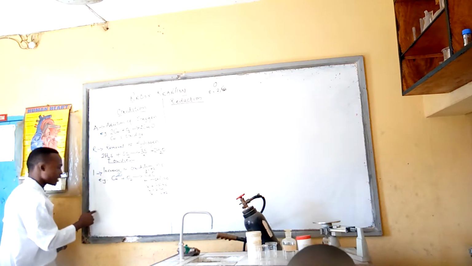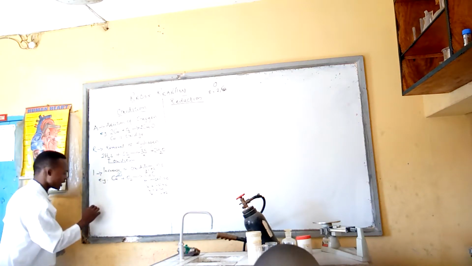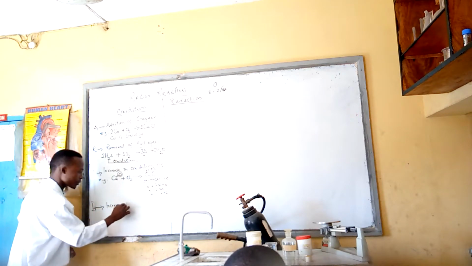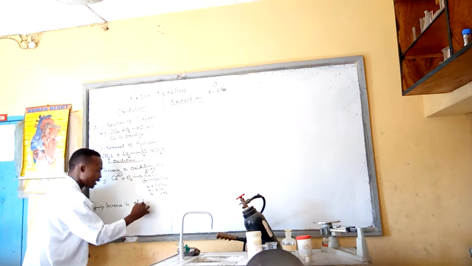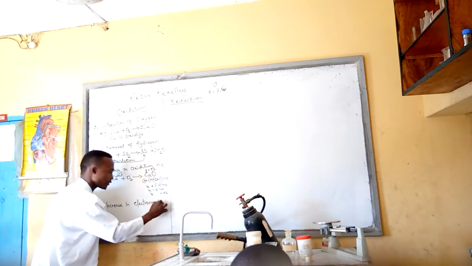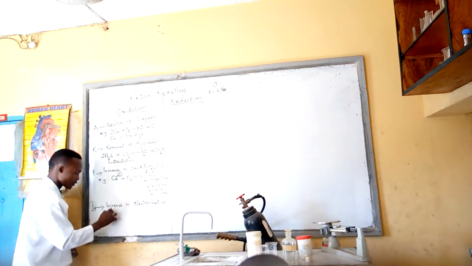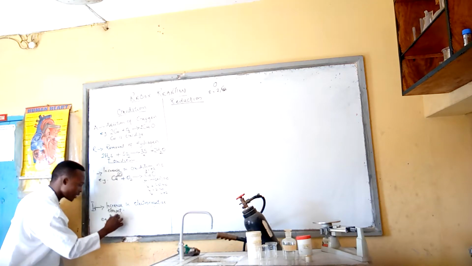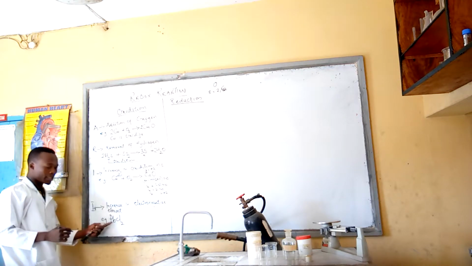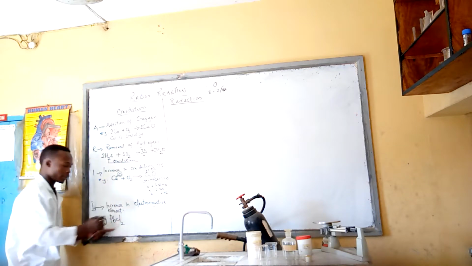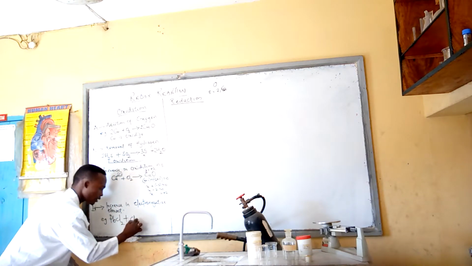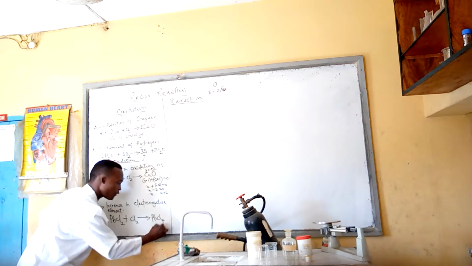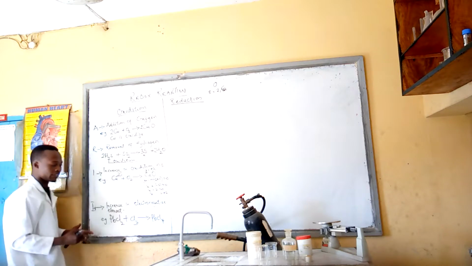Then we have another one again: increase in electronegative elements. Example for this is that if you have PbCl2, where Pb stands for lead and Cl is chlorine, plus Cl, chlorine again, at the end of the day you will have PbCl4. Chlorine is the electronegative element in this case.